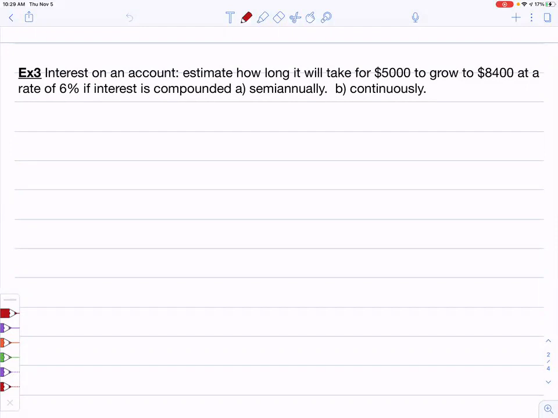Now, in order to do the money questions, you have to remember your two formulas that we started out with in section 6.2. One was a clean formula, one was a dirty formula, right? So we'll see how much you guys remember.